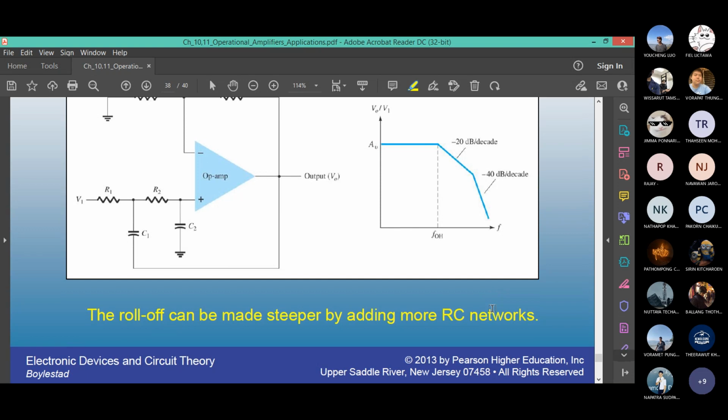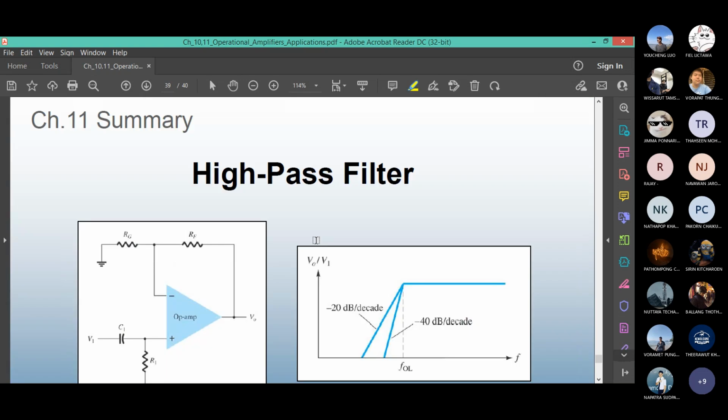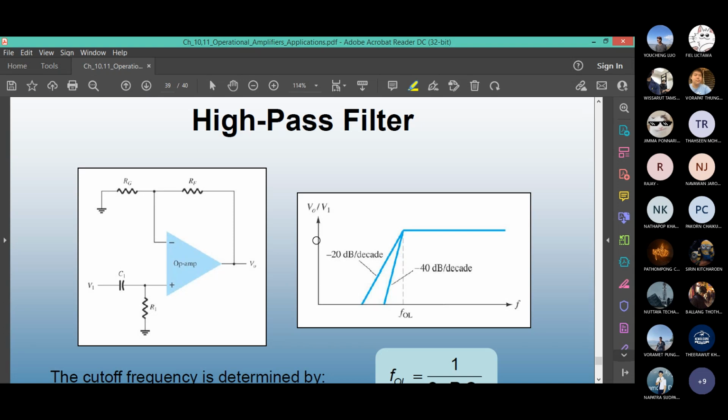You can make it even better like this. You have R3, C3. For a high pass filter, the low frequency is not supposed to pass, only the high frequency. Theoretically, you want this low, and then you have the low cutoff, and then you have the output. This is in the ideal fantasy world. In reality, you will see the effect gradually happening.